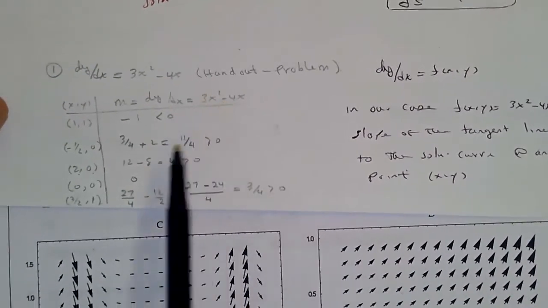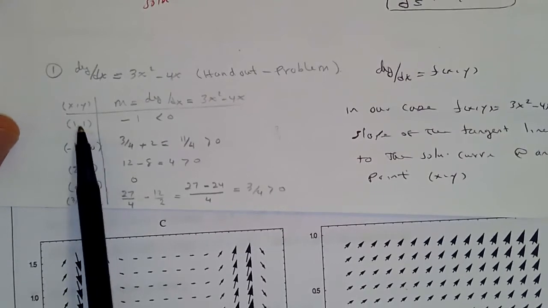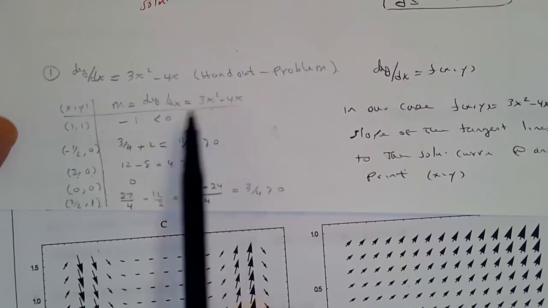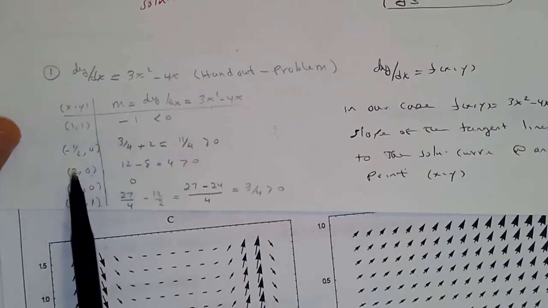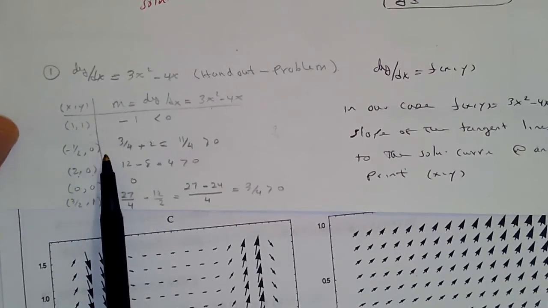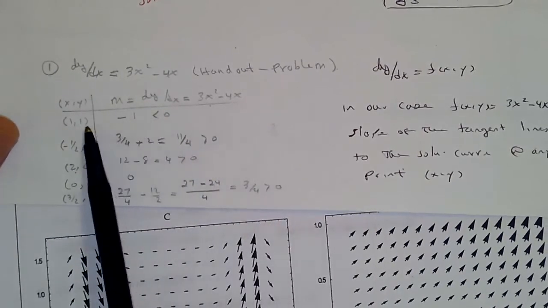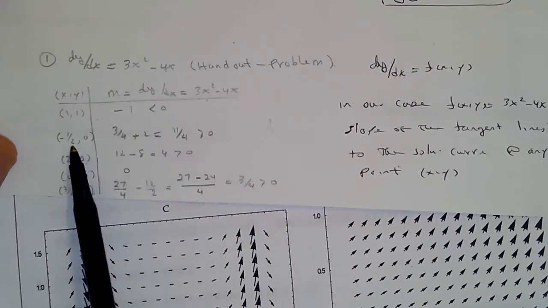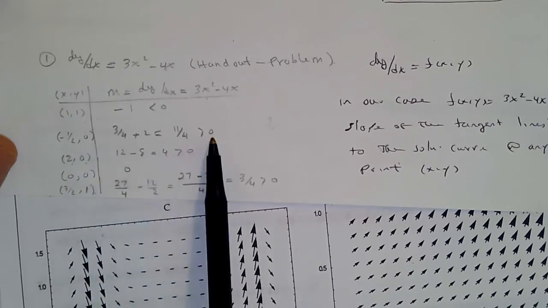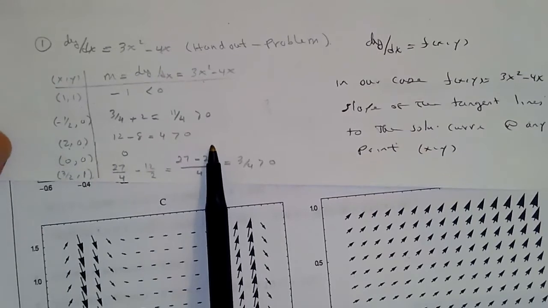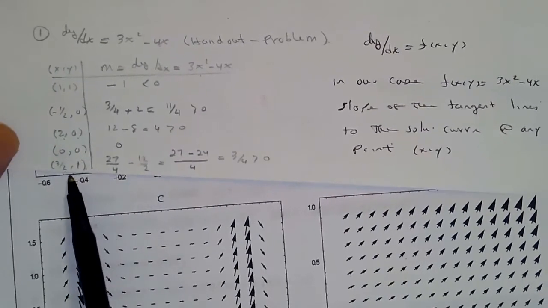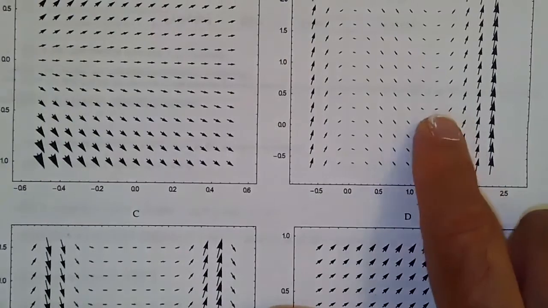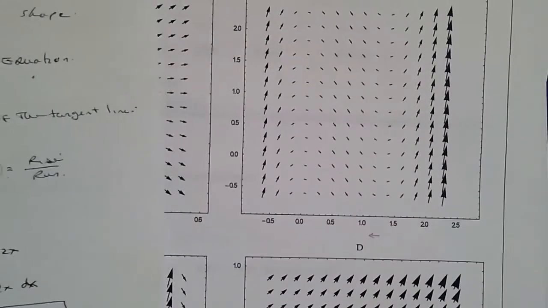So what I did was select these random points, like (1, 1). I substitute; notice the slope solely depends on x, so it has nothing to do with y. But remember, you have to choose these ordered pairs on the xy plane. This is not a number line. If you replace x with 1, you get 3 minus 4, which is -1. Slope is negative. At (-1/2, 0), slope is positive. At (2, 0), slope is positive. At (0, 0), slope is 0. At (3/2, 1), slope is positive. So if you go to this curve, that pretty much satisfies my conditions.